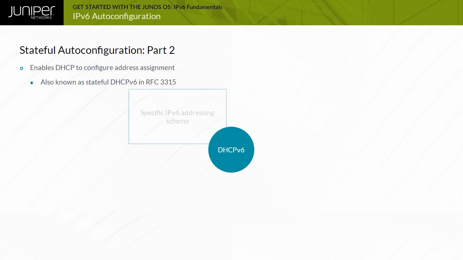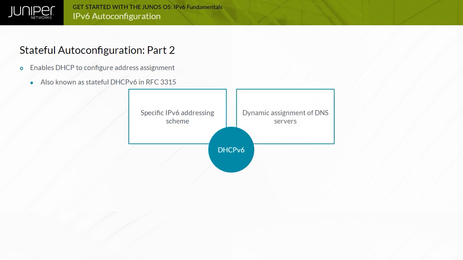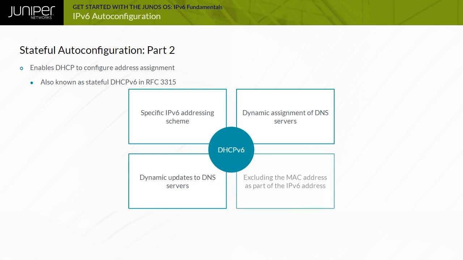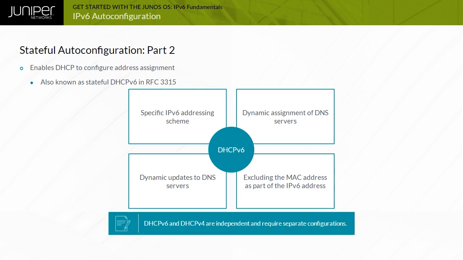For example, you might want to implement a specific IPv6 addressing scheme across your network. You might desire dynamic assignment of IP addresses to DNS servers. In some cases, you might require dynamic updates to your DNS servers. For security reasons, you might want to exclude the MAC address as part of the IPv6 address. Note that DHCPv6 and DHCPv4 are independent and require separate configurations.